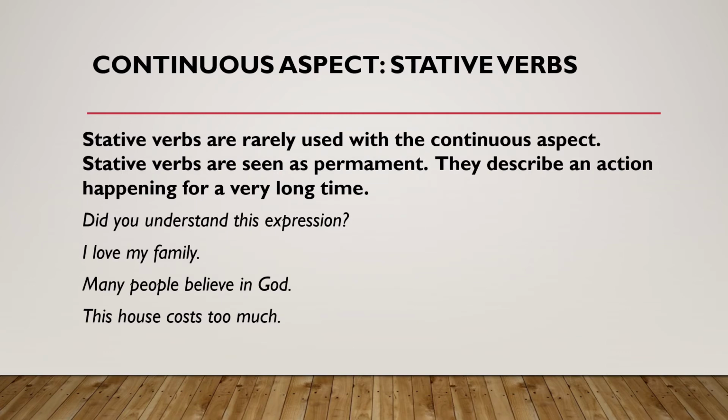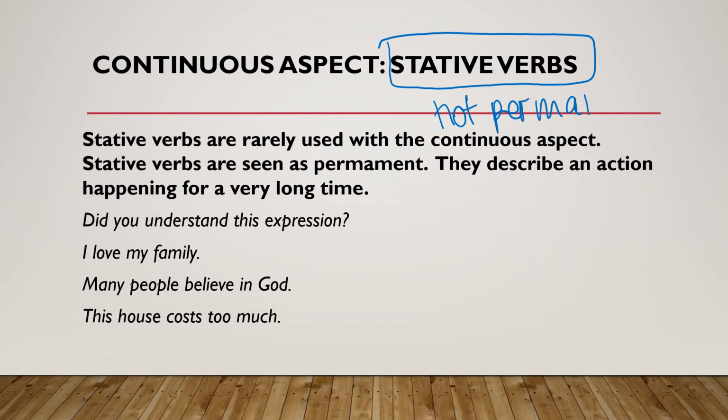Continuous aspect with stative verbs. You probably have heard of the verbs that are stative. That means that stative verbs describe an action that is permanent, that continues for a very, very, very long time. That, in this case, means that the stative verbs are rarely used with a continuous aspect. If you remember, continuous aspect describes something not permanent, something limited.